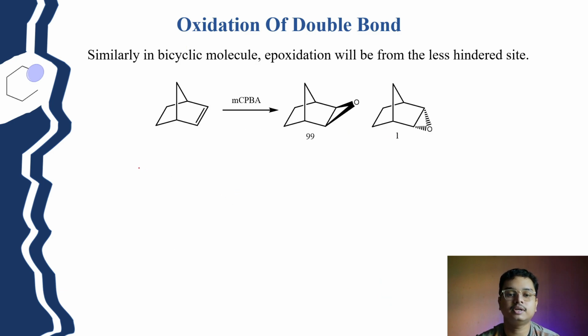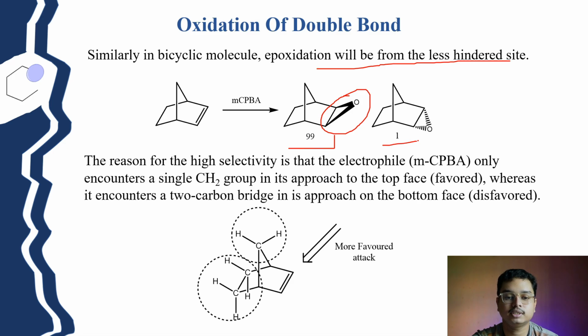A similar trend has been observed in the case of a bicyclic molecule, where the epoxidation will be from the less hindered side. So this is the bicyclic molecule where mCPBA gives this particular isomer with 99% selectivity, and this is the 1%. The reason for this high selectivity is, when mCPBA attacks from this particular side, what happens? The mCPBA will actually be hindered by these two particular hydrogens present on the bridgehead carbon.